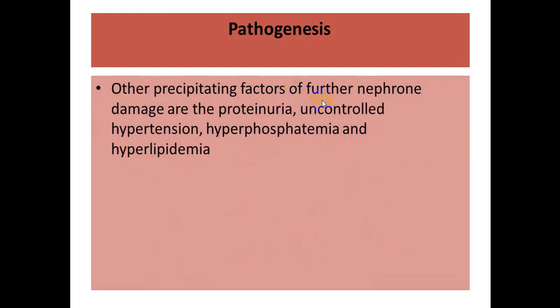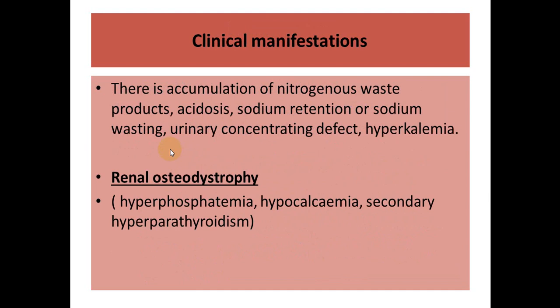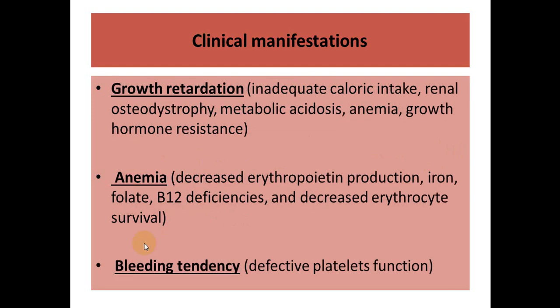Other precipitating factors for further nephron damage are proteinuria, uncontrolled hypertension, hyperphosphatemia, and hyperlipidemia. Clinical manifestations: accumulation of nitrogenous waste products, acidosis, sodium retention or sodium wasting, urinary concentration defect, and hyperkalemia. There will be renal osteodystrophy, which involves hyperphosphatemia, hypocalcemia, and secondary hyperparathyroidism.